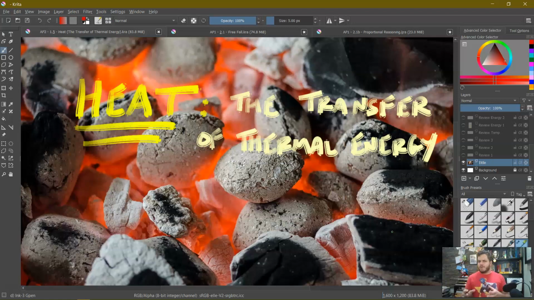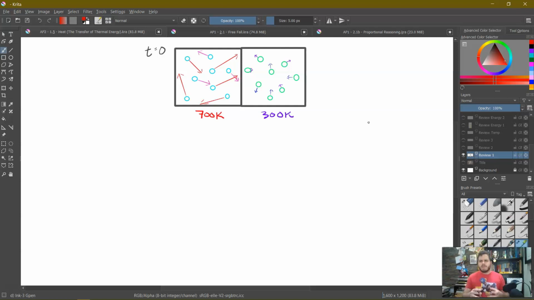Now by this point in the unit, we've talked about heat, the transfer of thermal energy, a lot. But there's a few special things we want to really hit home, and additionally a few other things we want to add to this topic. First, let's briefly remind ourselves what we know about heat, this transfer of thermal energy between a couple of objects.